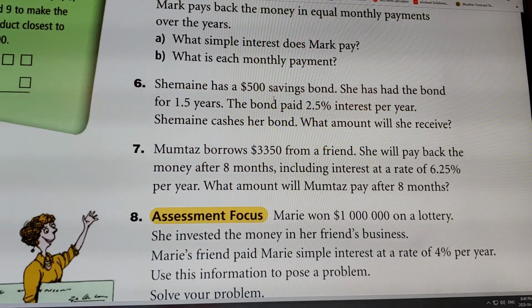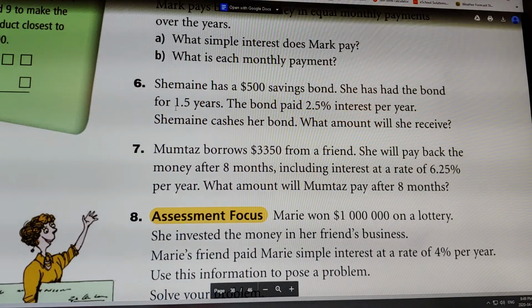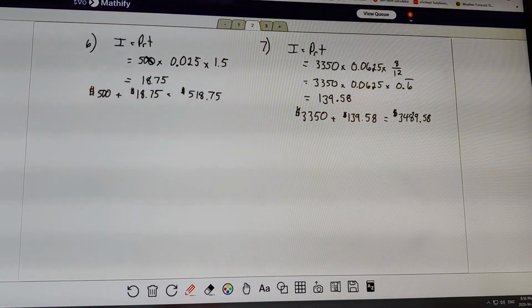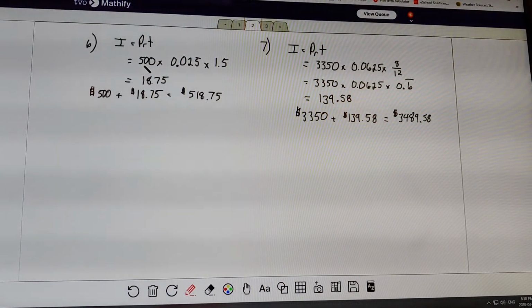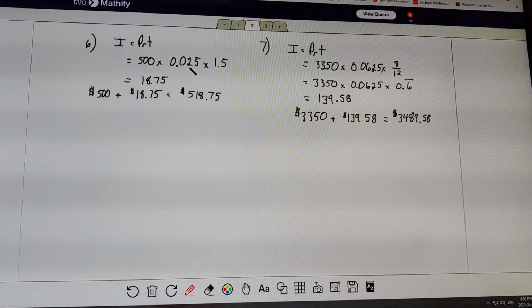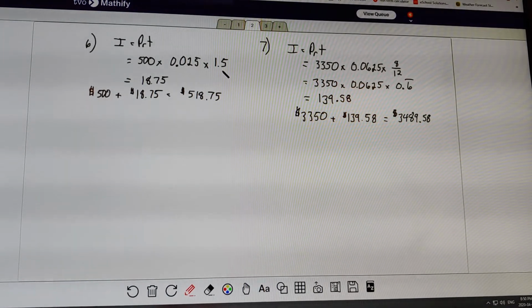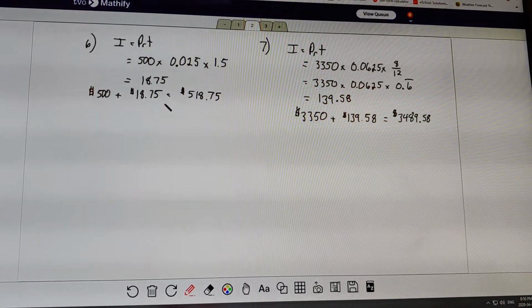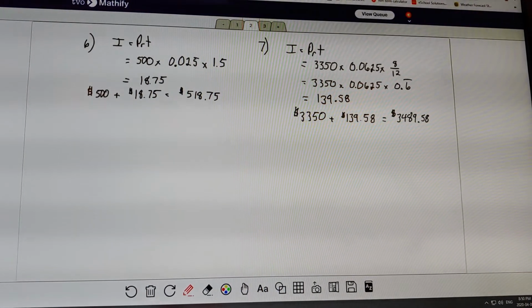So number 6 now. Charmaine has a 5% or $500 savings bond for 1.5 years. She paid 2.5% interest. So pretty straightforward. $500 at 0.025. That's 2.5% for a year and a half, $1,875. And then it asks what amount will she get back? Well, she gets back her $500 plus the $1,875 interest for $518.75. Let's look at number 7.